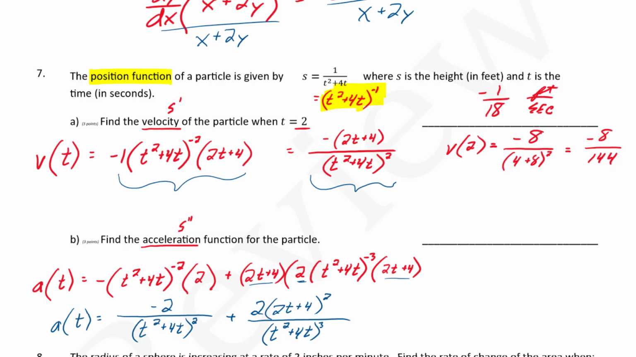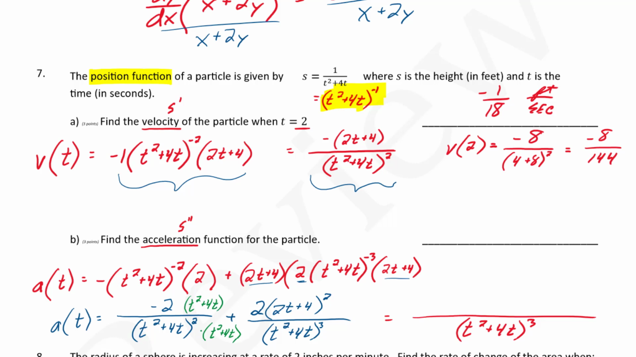So to get a common denominator, it actually doesn't seem overly complex. I just have to multiply by 1 more t squared plus 4t. And as long as I do it on top and bottom, it's like I'm multiplying by 1. That should now allow me to write this as a single fraction over the t squared plus 4t actually being cubed, now that I've made them both have a power of 3.